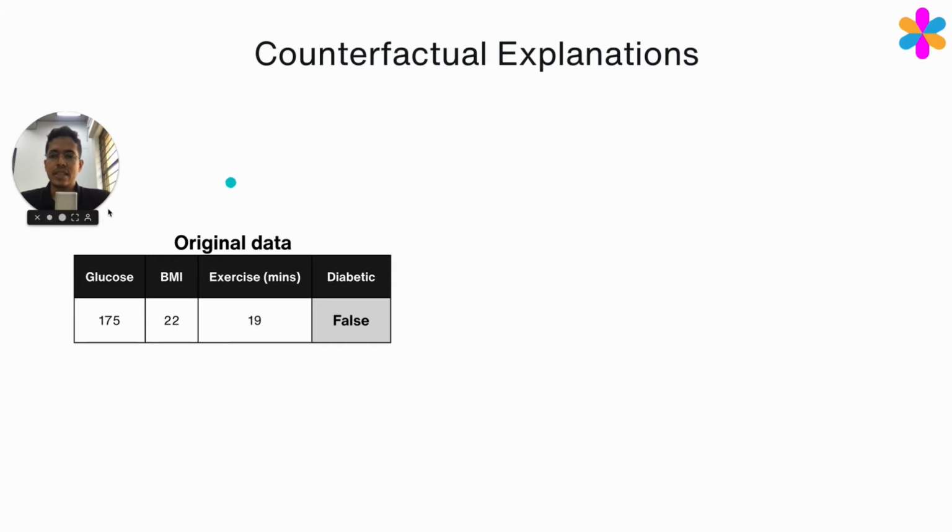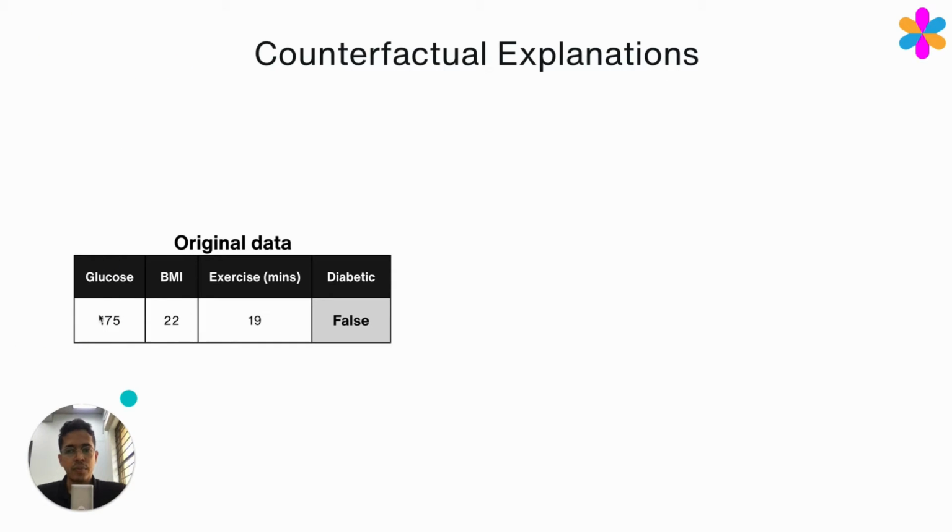So imagine we have the data of a patient who has a certain amount of glucose, BMI. I'm not showing the units here. It's not relevant, but imagine they are standard units: glucose, BMI (body mass index) 22, exercise duration per week 19 minutes. And let's say the original data says that this person is not diabetic.